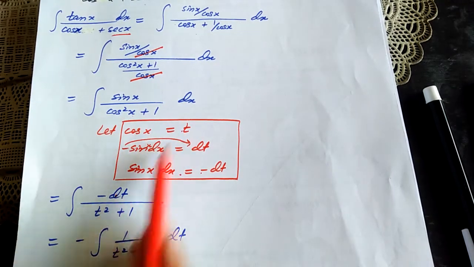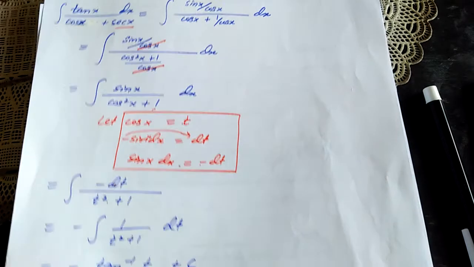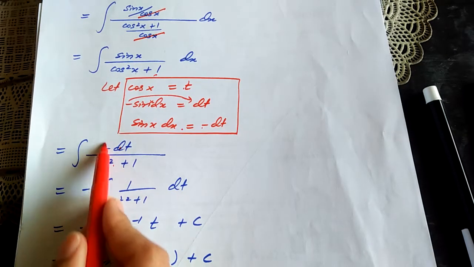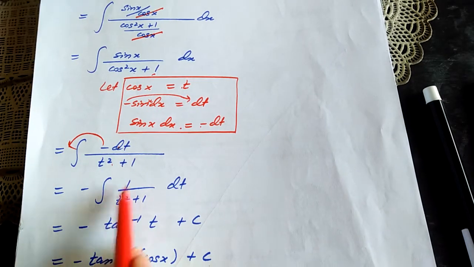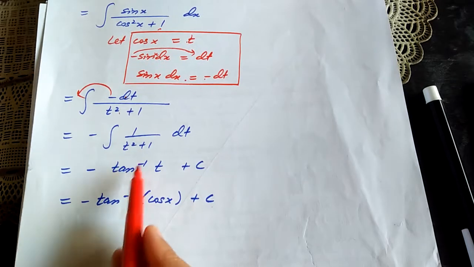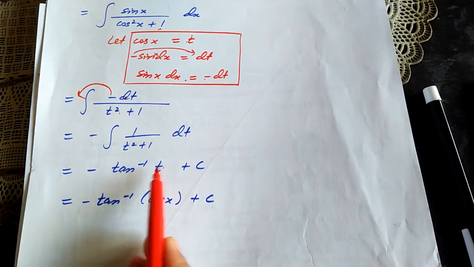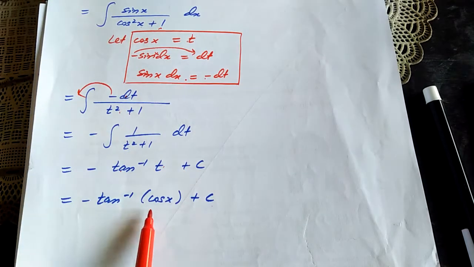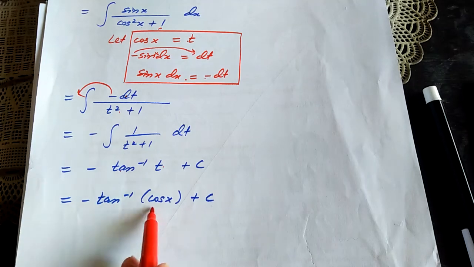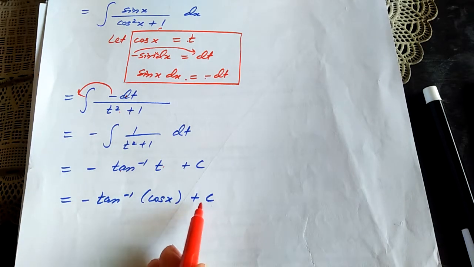Cos square of x will be t square plus 1 as it is. The negative sign will be taken outside and the integration of 1 over t square plus 1 dt is tangent inverse of t, and t is cos of x. So we got minus tangent inverse of cos of x plus c.